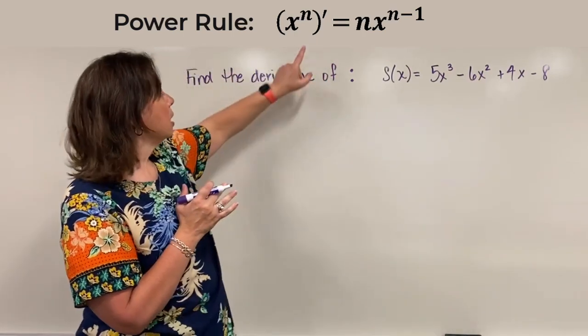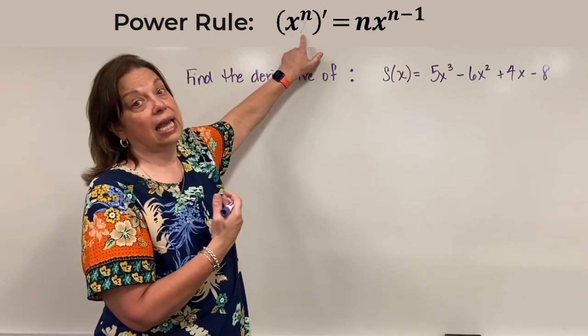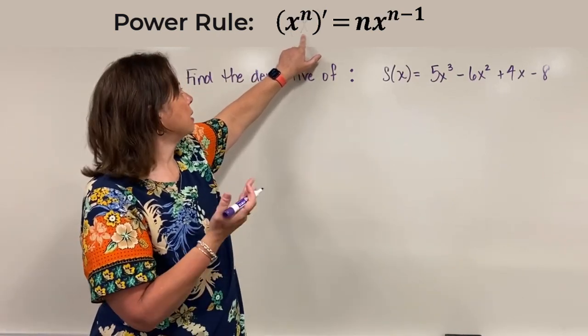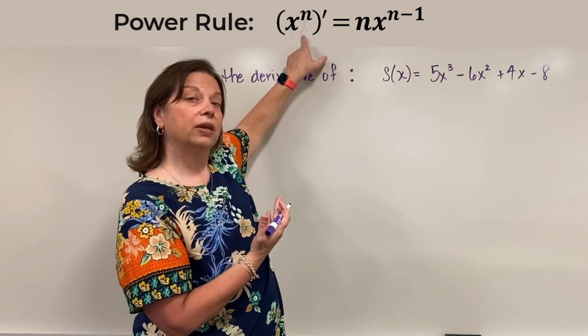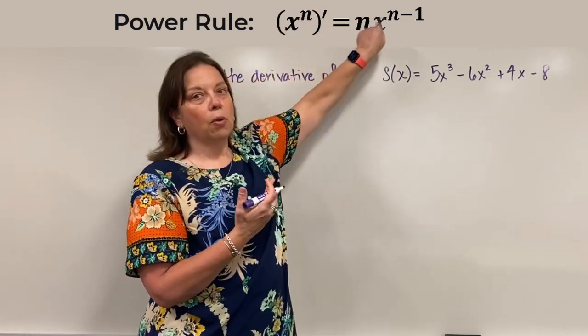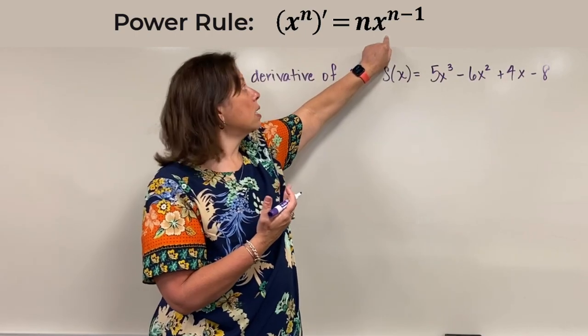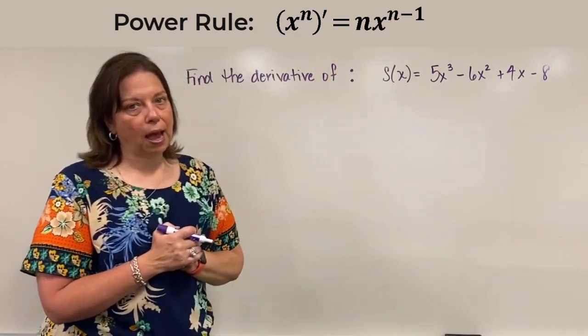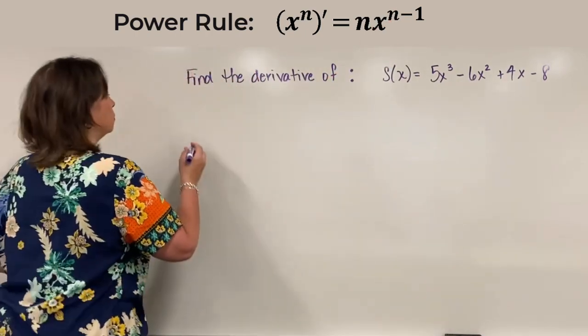So just as a reminder, if we have a power function, say x to the n, and I wanted to take its derivative, I just need to bring that power down in front, multiply by the x that's there, and then subtract 1 from the old power. So let's do that here.